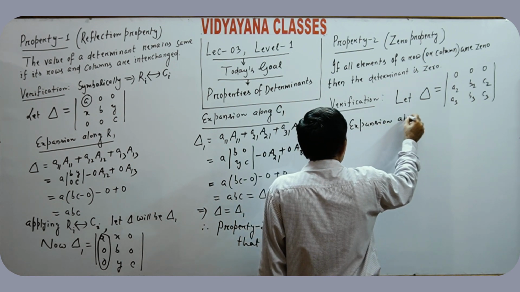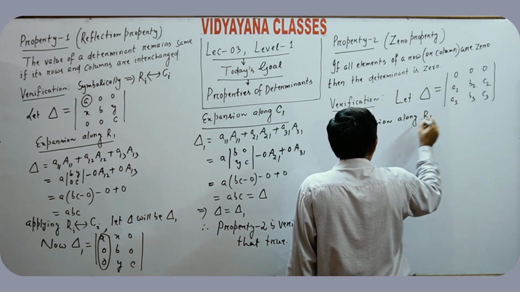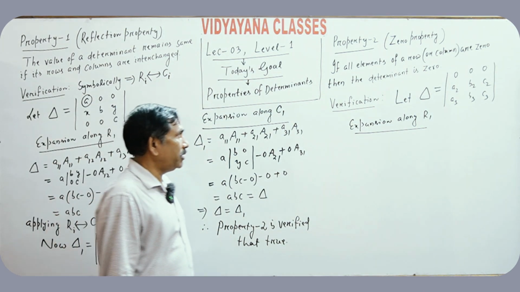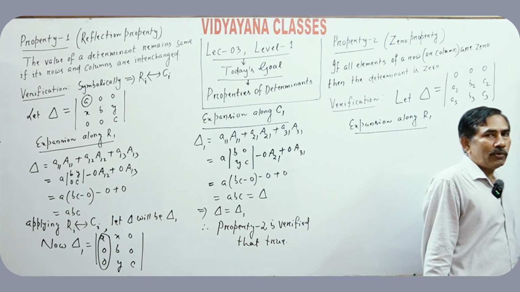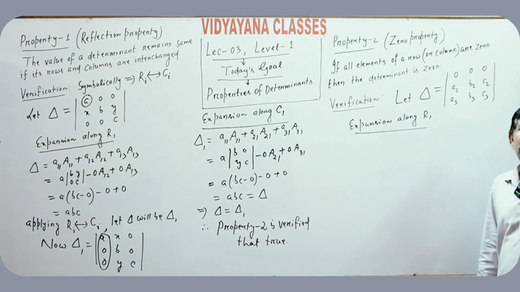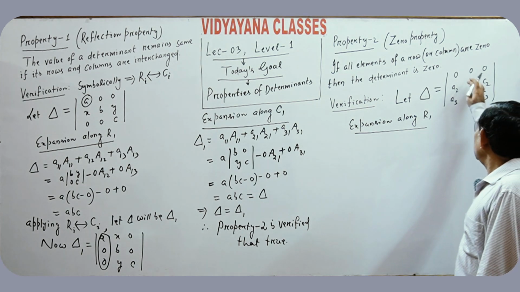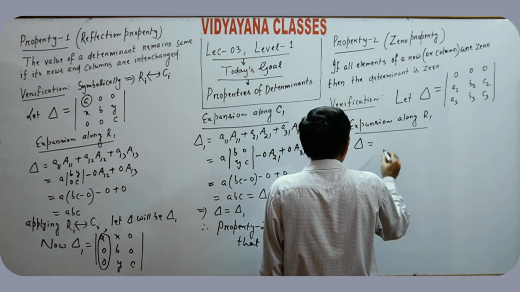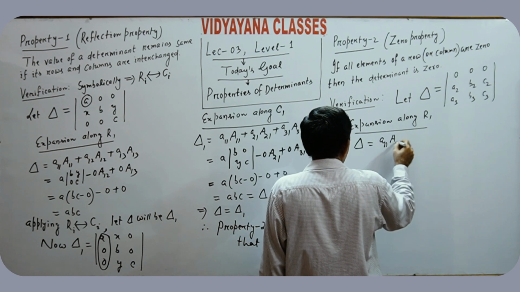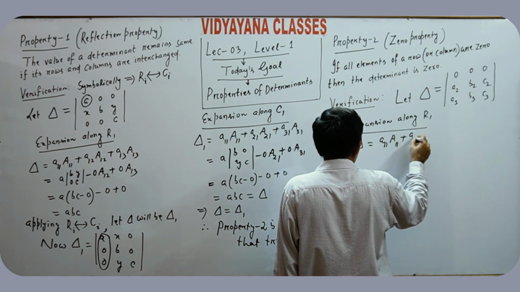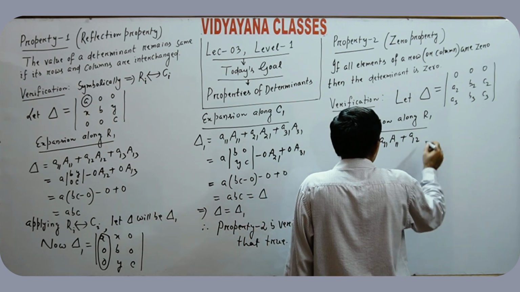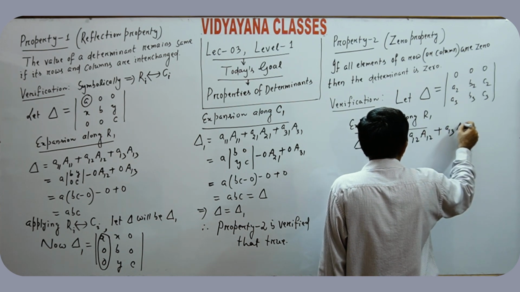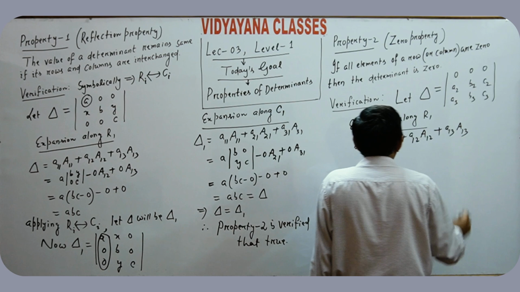Expansion along the first row. Since the first row contains the maximum number of zeros, for easier calculation, expand the row or column which contains the maximum number of zeros. The first row contains 3 zeros. Del is defined by A11 times the cofactor of A11, plus A12 times the cofactor of A12, plus A13 times the cofactor of A13.